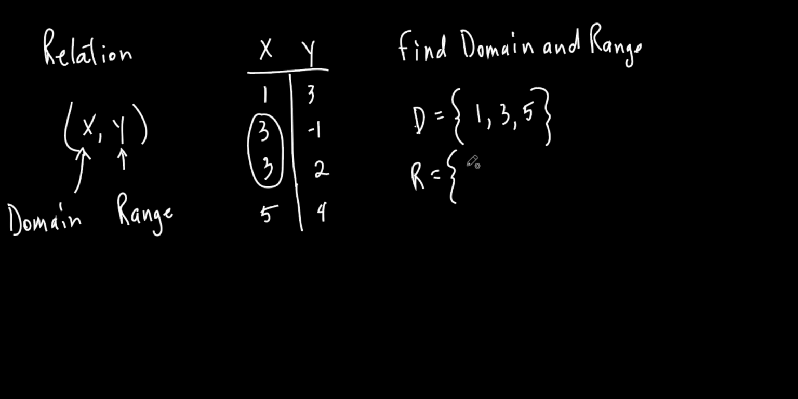So what's my first thing going to be in the range? It's -1. What's my next one? 2, then 3, and 4, okay? So if they just told me to list the domain and range, that's how they want you to do it. That's pretty simple, isn't it? Yeah, no biggie.